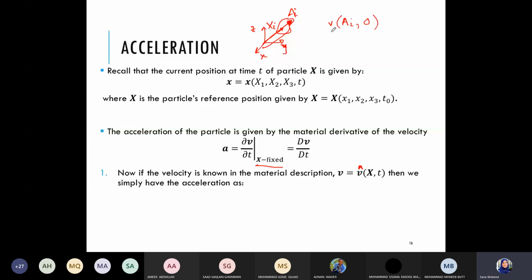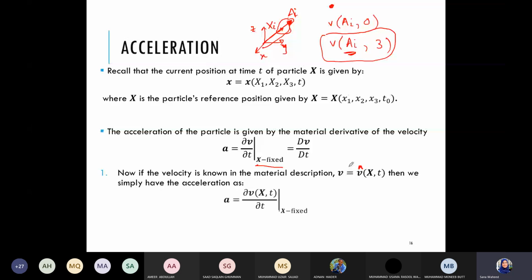Then let's imagine I want to find the velocity of still this particle, still of Ai, but now at time t equals 3, when it has moved somewhere here. Now I have no concern about where it has gone in space, because I know its velocity in terms of its original position and time. In this sort of a definition, this is the material description of velocity.